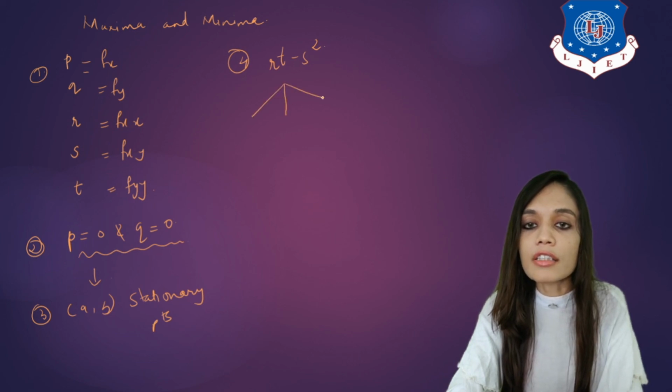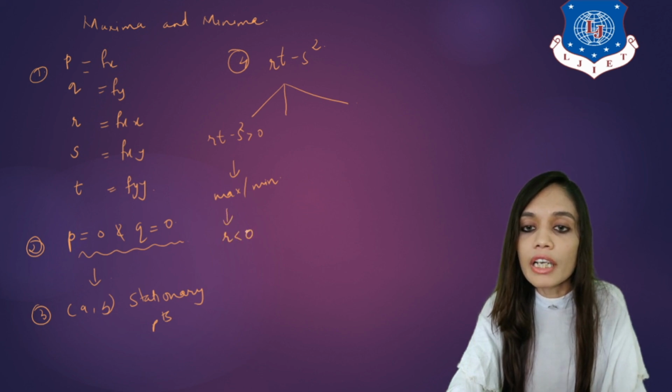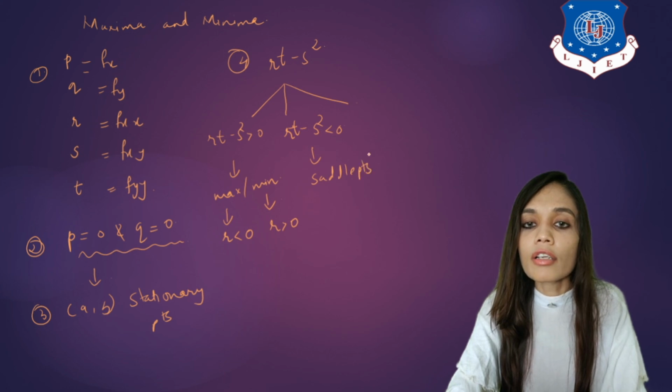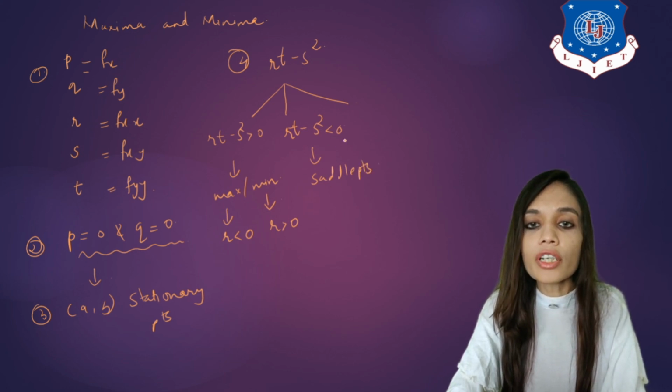Now there are 3 cases. If rt minus s square is greater than 0, then we will get maxima and minima. When we will get maxima? When r will be less than 0, and minima when r is greater than 0. If rt minus s square is less than 0, we will get saddle points, right? So we don't need to find anything further. And if rt minus s square is equal to 0, then we cannot find any conclusion, right?